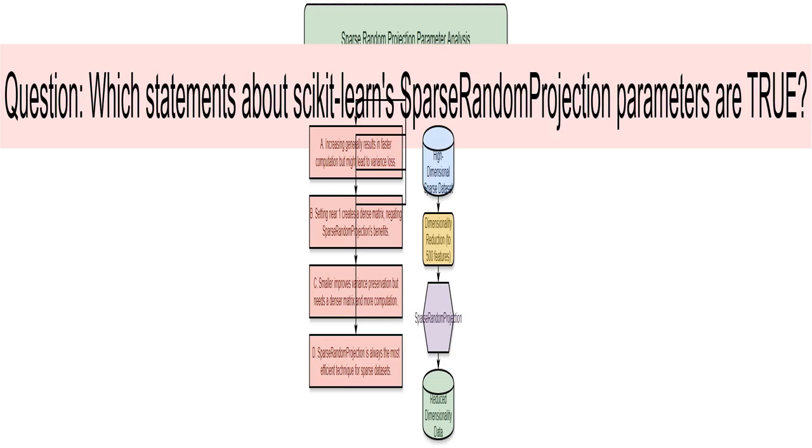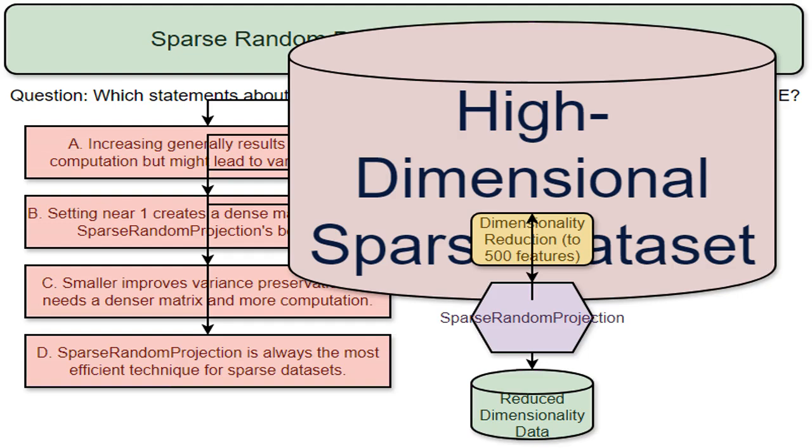This question asks you to analyze 4 statements about how SparseRandomProjection in the scikit-learn library works. I want you to decide which statements are factually correct regarding its parameters and their effects on computation time and accuracy. The dataset you're working with has many samples, millions, many features, thousands, and mostly zeros.